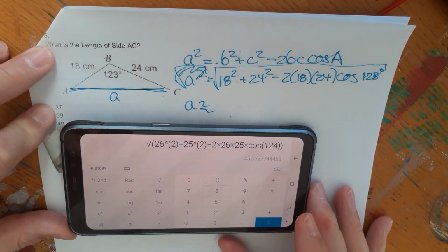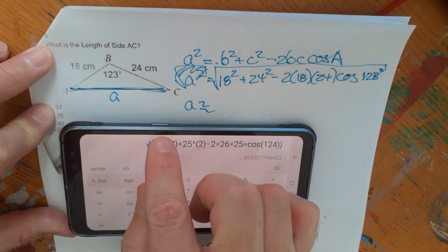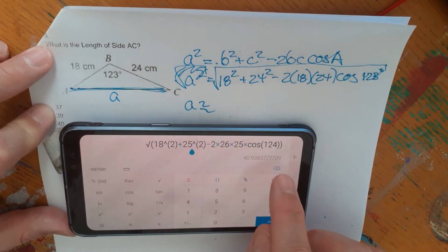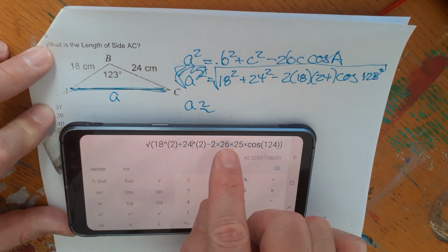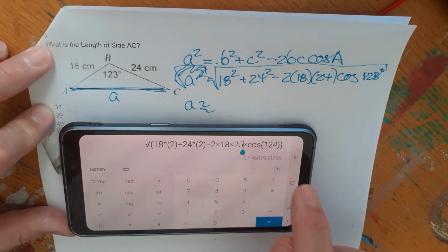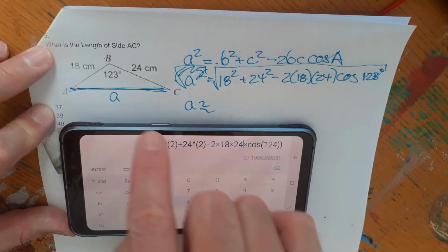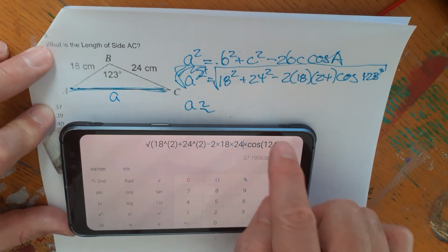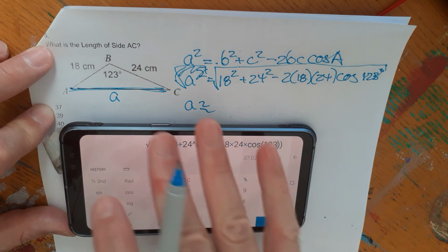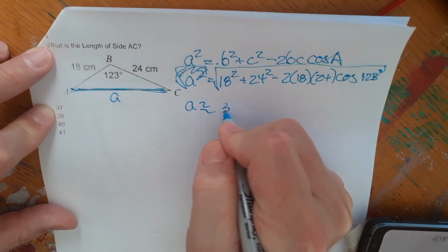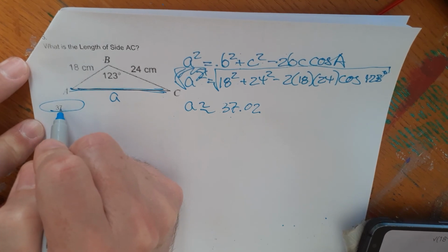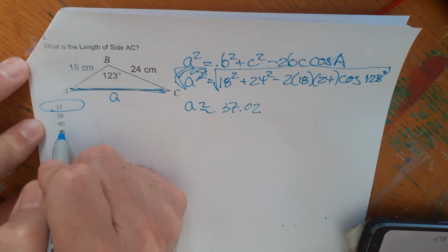we're just going to change out the 18 and the 24. This becomes 18. This becomes 24. This becomes 18. This becomes 24, and our included angle is 123. And we get 37.02. It looks like this one, right? They rounded it for us, but that's got to be the right one given the answers.